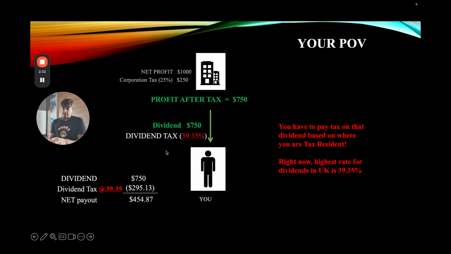So this is kind of the situation. If you take out the dividend at the highest rate, you're paying another 295 quid, and this leaves you with 454 pounds out of the 1,000 that comes in, right? This is obviously at the highest level. There are ways around this to minimize the taxation, but if you're within the UK, this is what's happening.